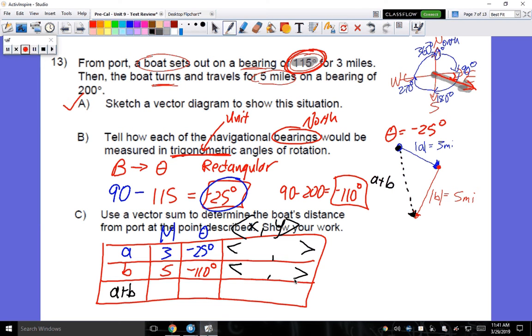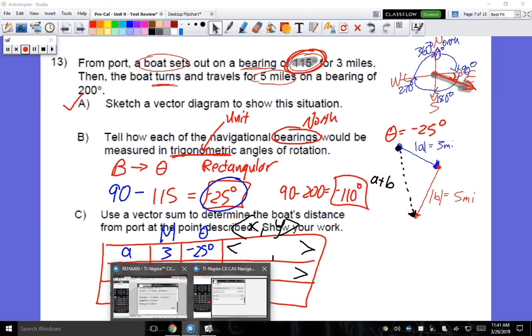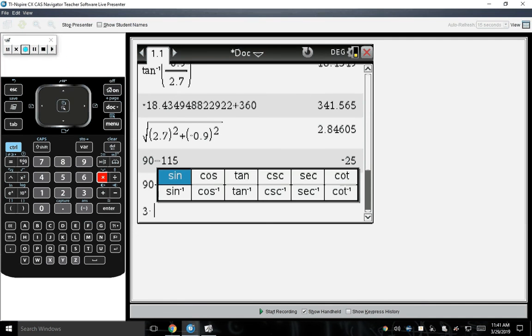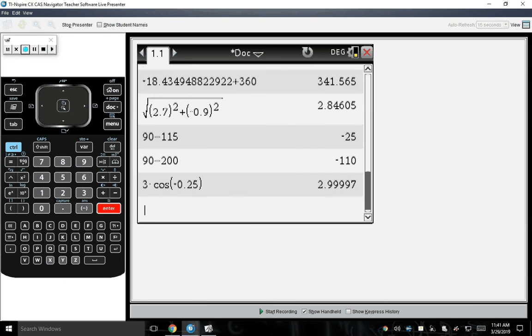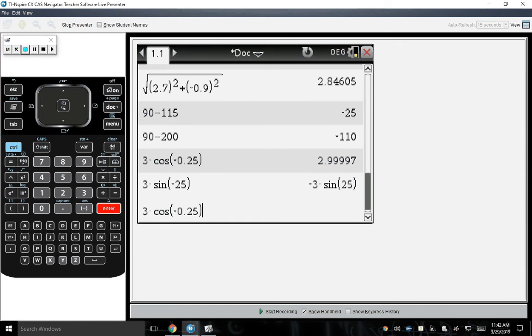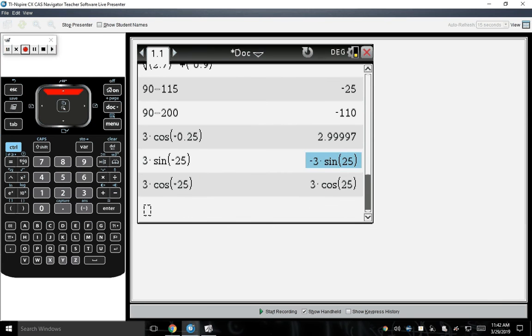So let's do that real quick. We have 3, and we have negative 25. So 3 times the cosine of negative 25, 3 times the sine of negative 25. Oops, I have to change that because it's not negative point, it's just negative 25. And I have to control answer, whoops.